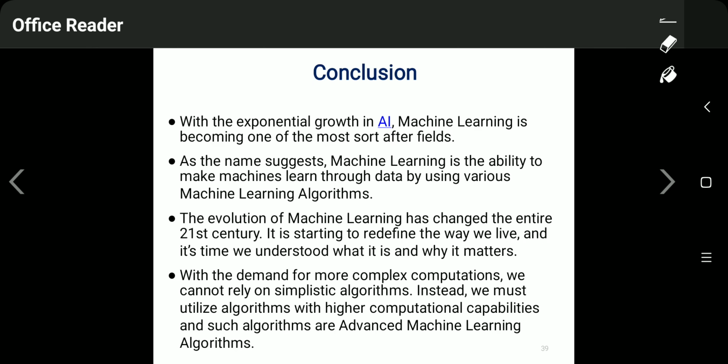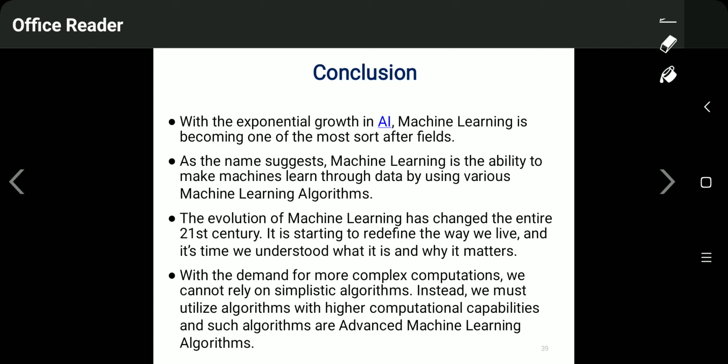Now just see here, this is all about clustering and classification and machine learning algorithms. With the exponential growth of artificial intelligence, machine learning is becoming one of the most sought-after fields. As the name suggests, machine learning is the ability to make machines learn through data by using various machine learning algorithms. The evolution of machine learning has changed the entire 21st century. It is starting to redefine the way we live, and it is time to understand what it is and why it matters. With the demand for more complex computations, we cannot rely on simplistic algorithms. Instead, we must utilize algorithms with higher computational capabilities, and such algorithms are advanced machine learning algorithms.